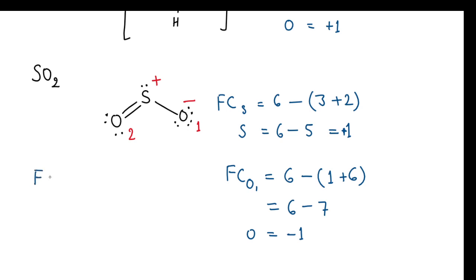Now calculate the formal charge for oxygen number 2. The formal charge for oxygen 2 is equal to the number of valence electrons for oxygen, 6, minus the number of bonds, 2, plus the number of non-bonded electrons, 1, 2, 3, 4. So 6 minus 2 plus 4 is 8, giving 0. So the formal charge for oxygen number 2 is 0. So the SO2 molecule is a neutral molecule because if we add this plus and minus we will get 0.